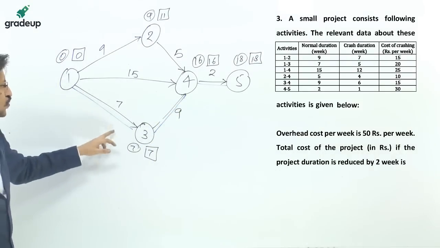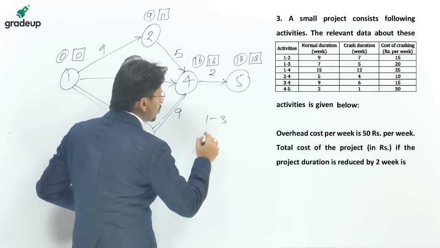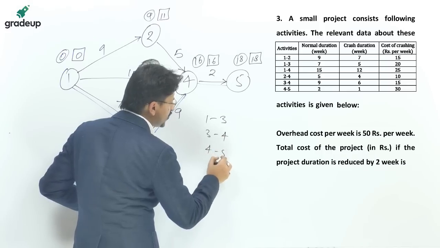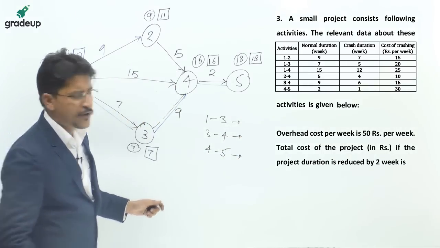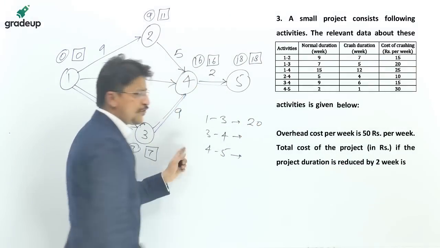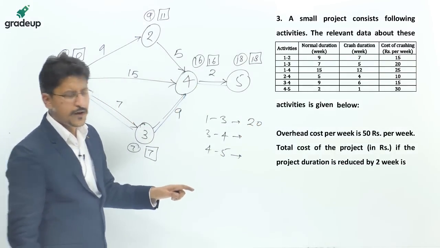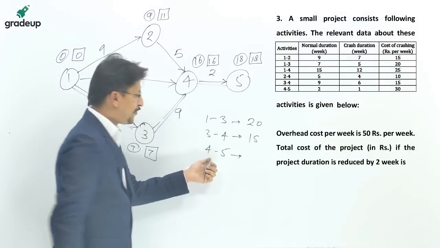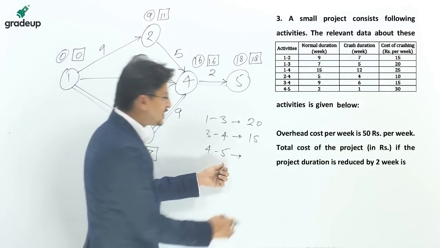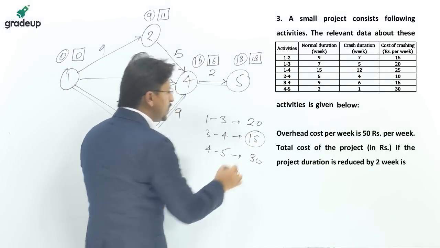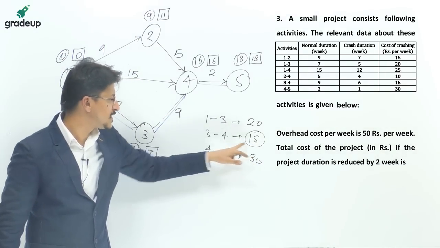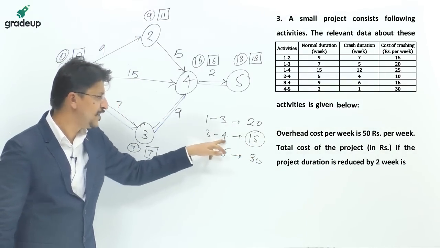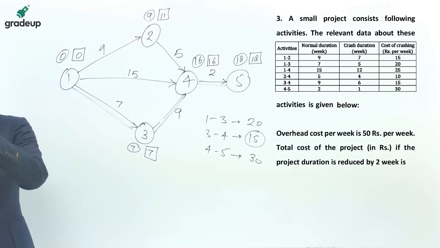So 1 to 3, 3 to 4, 4 to 5. The crashing cost has been given as 20 for 1 to 3, 15 for 3 to 4, and 30 for 4 to 5. So this is the minimum. So we will crash this activity, 3 to 4, by 1 week.